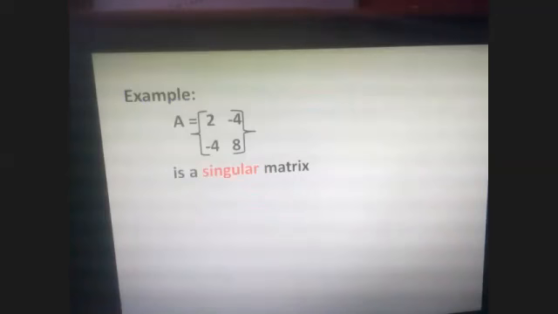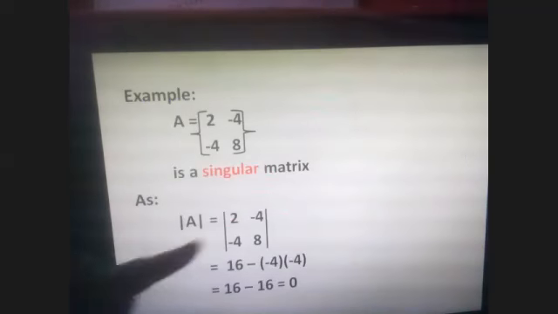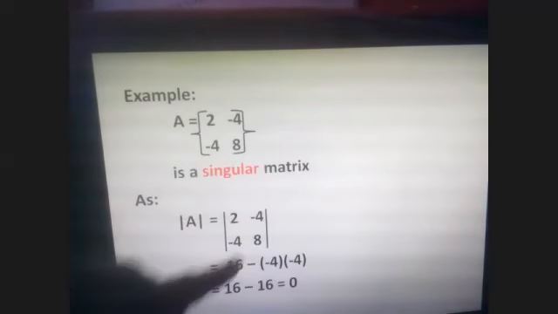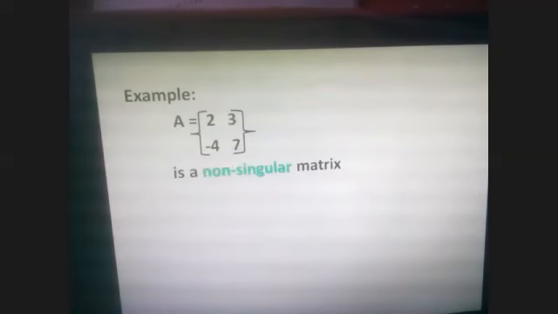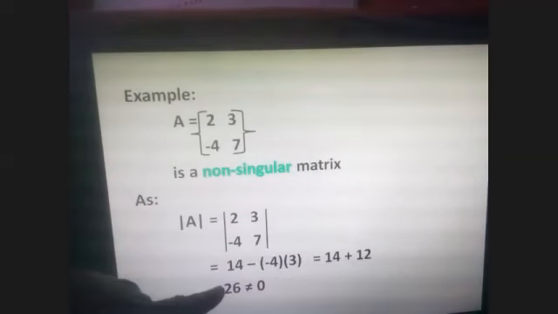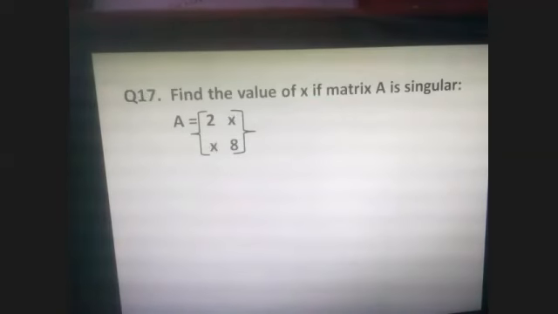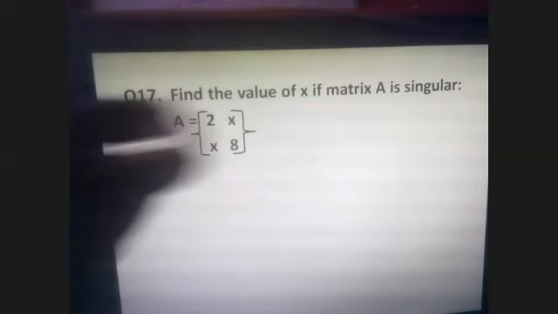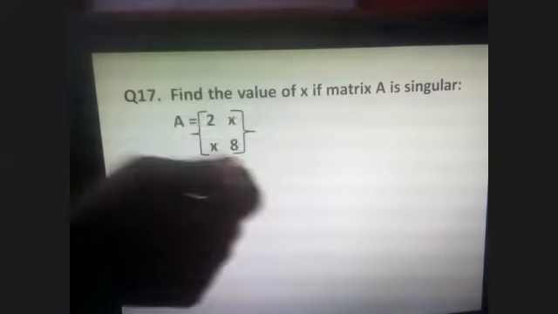Let's take an example. This is a singular matrix. Why is it singular? Because its determinant is 2 into 8 minus 4 into 4, that is 0. It's a singular matrix. This is non-singular. Why? Because the determinant is 26, non-zero, hence it is non-singular. A normal question comes here. Find the value of x if the matrix A is singular.